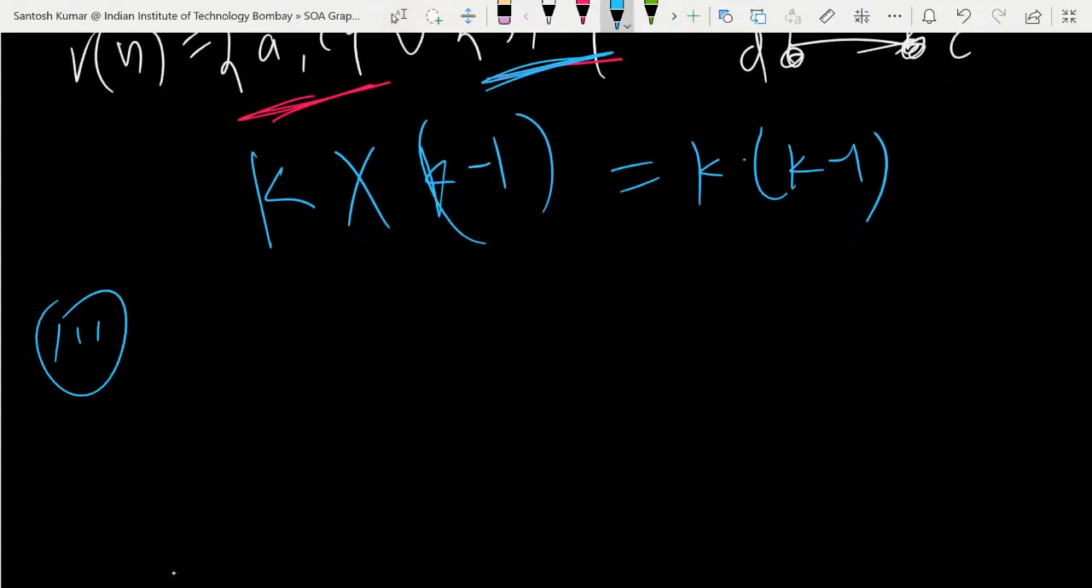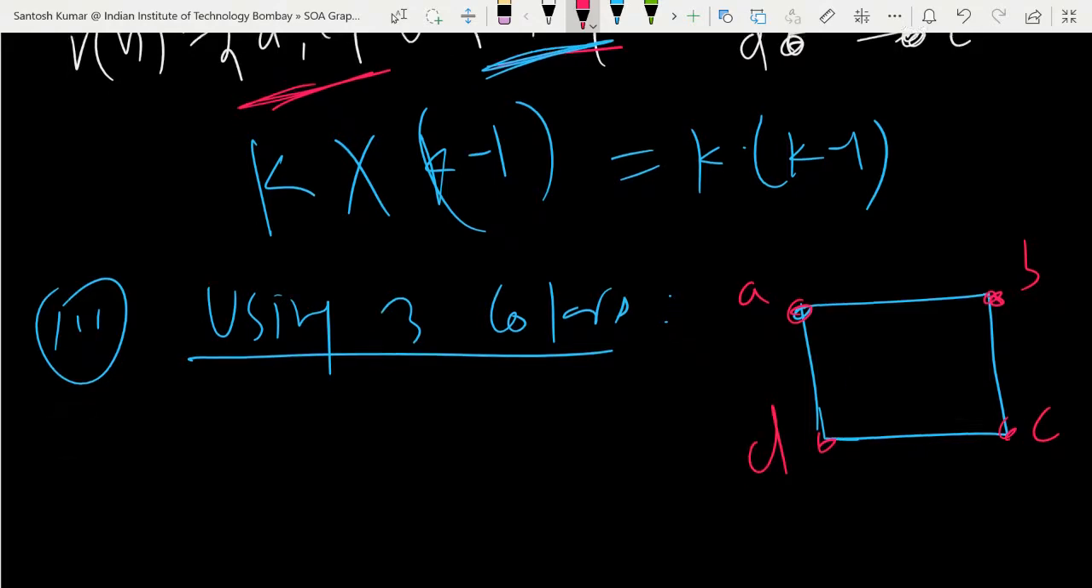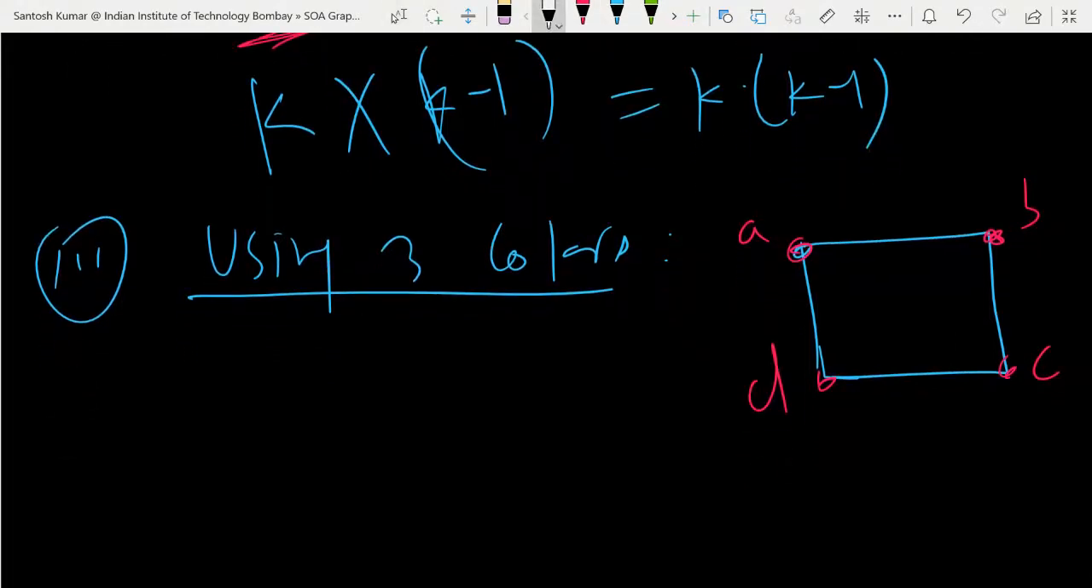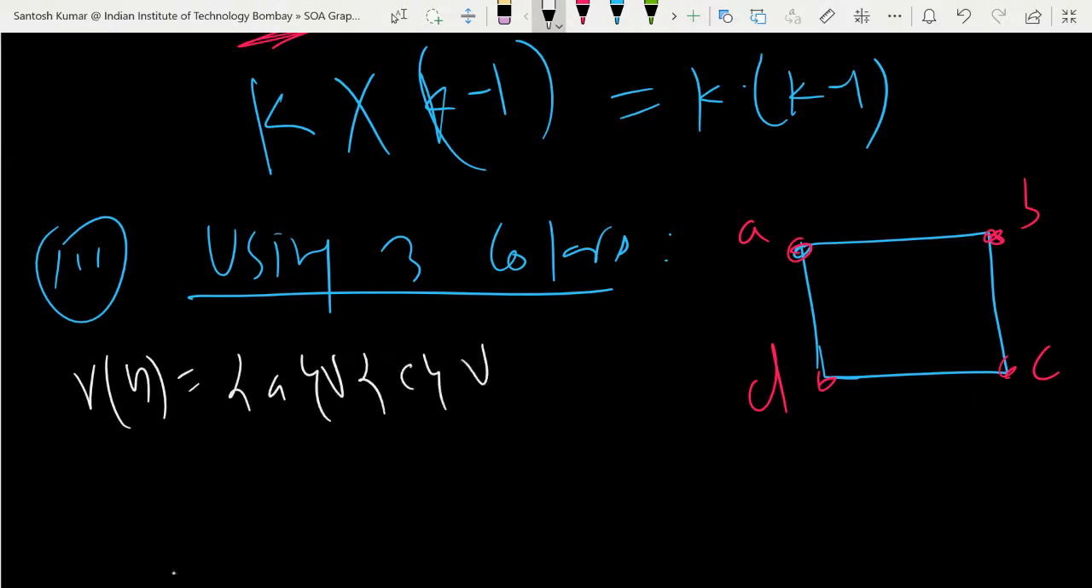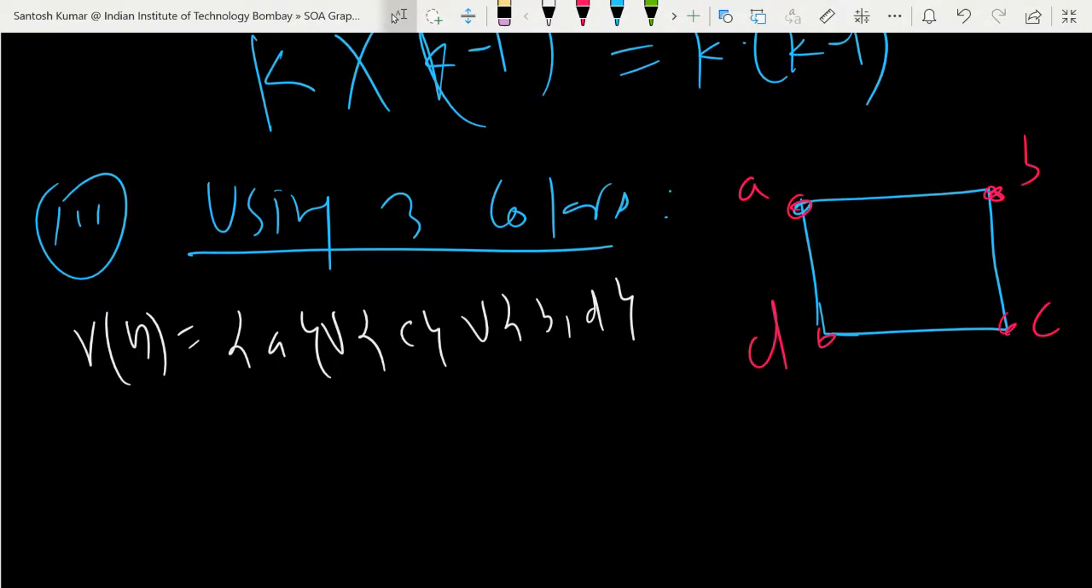Coming to the third case, I want to use only three colors out of K colors. So I will try to break these four vertices A, B, C, D into three classes, or three partitions. The vertex set can be partitioned as AC, B, D, because I want to use three different colors. Or the other way: I can give B one color, D the second color, and AC the third color.